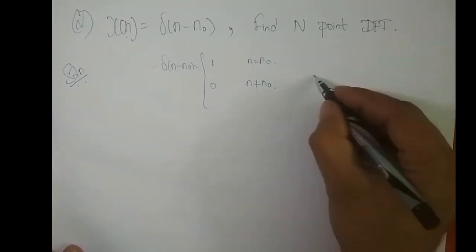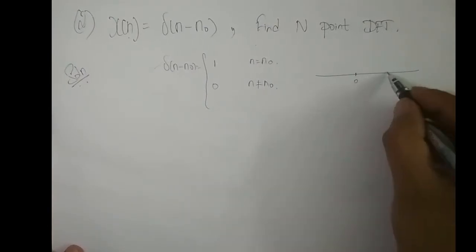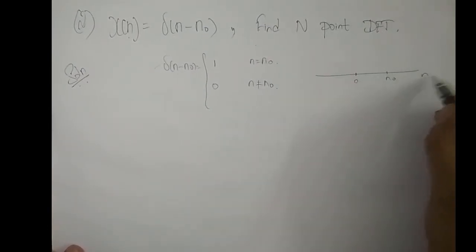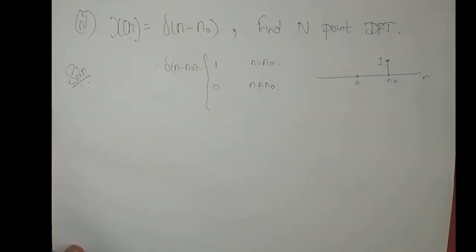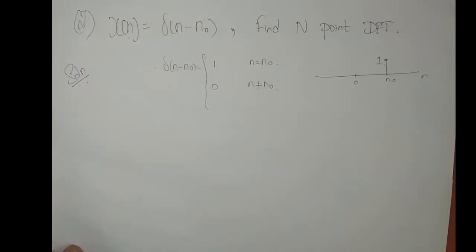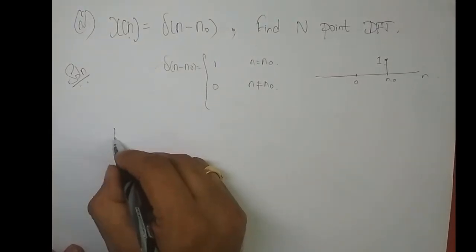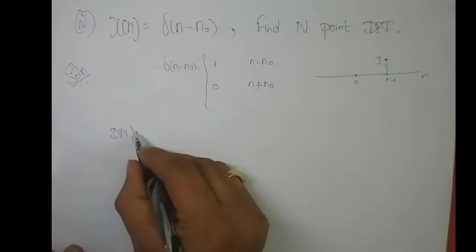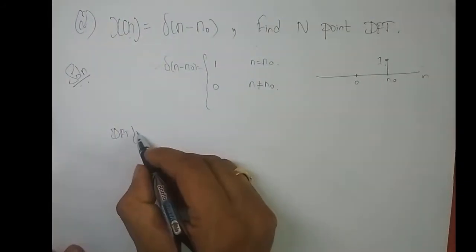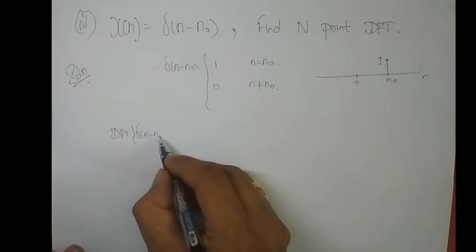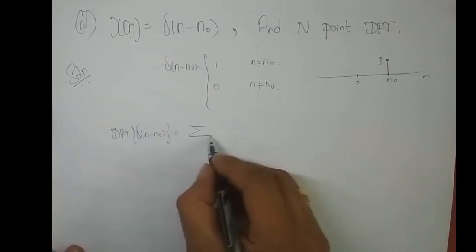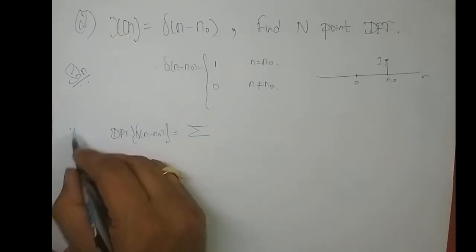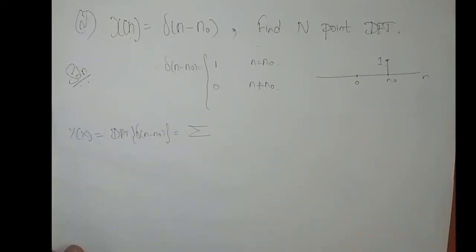Okay, so if this is 0, if this is n naught, and if this is n, it is defined only at n equal to n naught, and is 0 otherwise. Fine. So the DFT of delta of n minus n naught is equal to the summation, which is what? This is X of k.